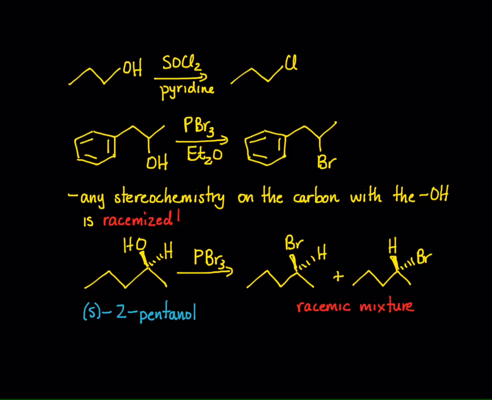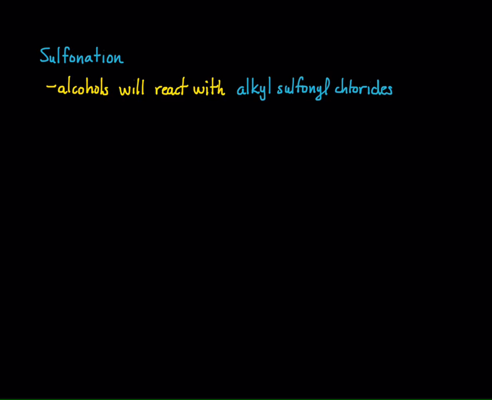stereogenic carbon. So we've seen that if we protonate the OH group, we can make a good leaving group. This is an easy way to make alkyl halides. We've also seen that we can react alcohols with thionyl chloride and PBr3 to make alkyl halides as well. But another possibility of making a better leaving group is what we call sulfonation. And this is where alcohols react with alkyl sulfonyl chlorides, to yield what are called sulfonates.